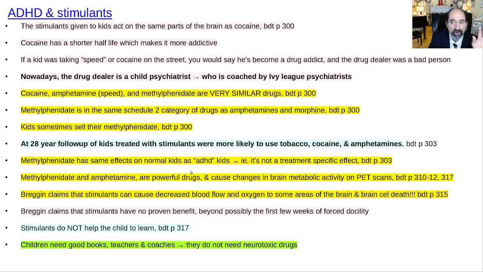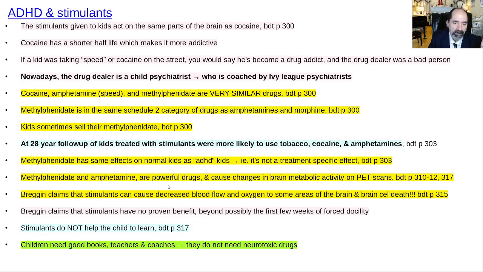It's not like this treats a specific disease. It just causes brain damage, and making the kid zombie-like, the teacher likes that. So it's good for the teacher. She gets a kid that's easier to manage, he's docile. But it's not good for the kid. It makes him stupider. It impairs his social skills. It impairs his social esteem. And it long-term sets him up for lots of problems in general.